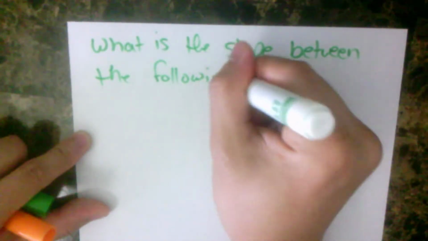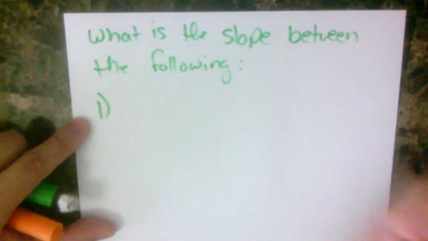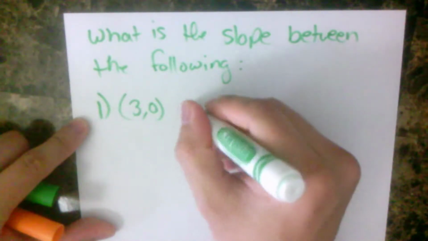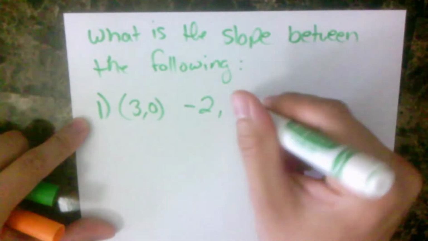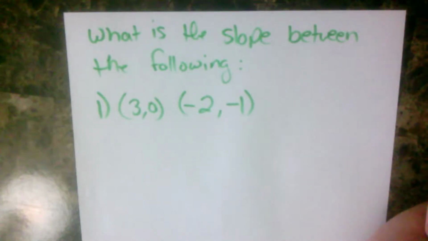I'm just going to write "following," but on the test it'll say "following points," and it'll give you 2 points. So number 1, and it'll be point (3, 0) and (-2, -1), something like that. All right, so these are your 2 points, and there are 2 ways to do this.